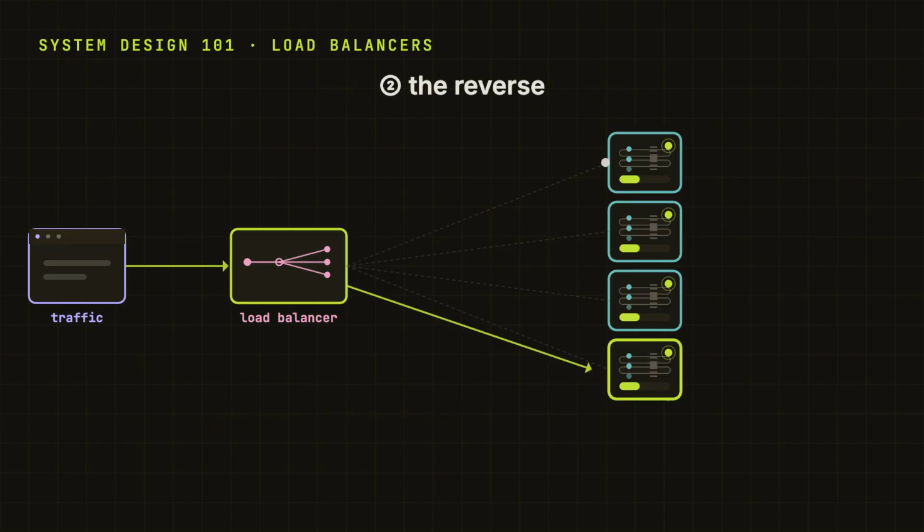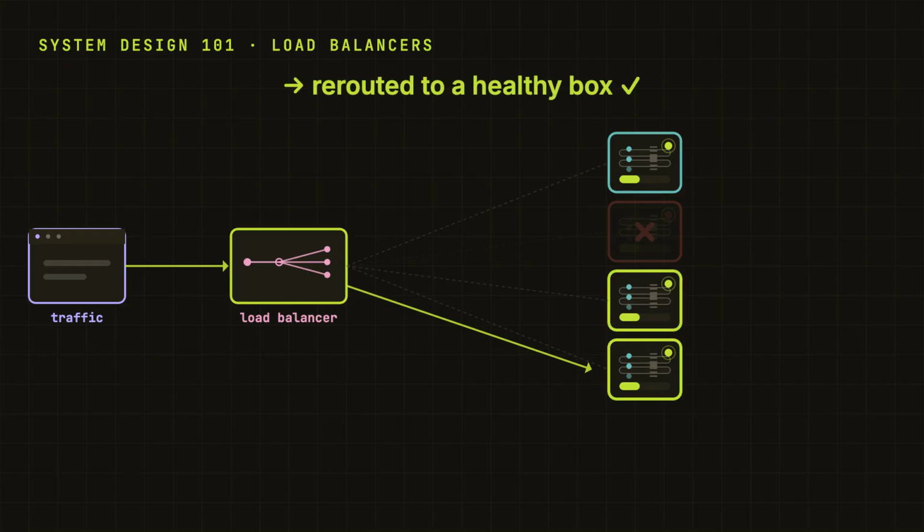The second thing is the reverse. If a serving box starts failing those pings, a few in a row, the load balancer takes it out of rotation. And once it notices, your next request just goes to the healthy box instead. You barely notice. This is the self-healing we talked about in the stateless video. And this ping and pull is the actual machine underneath it.